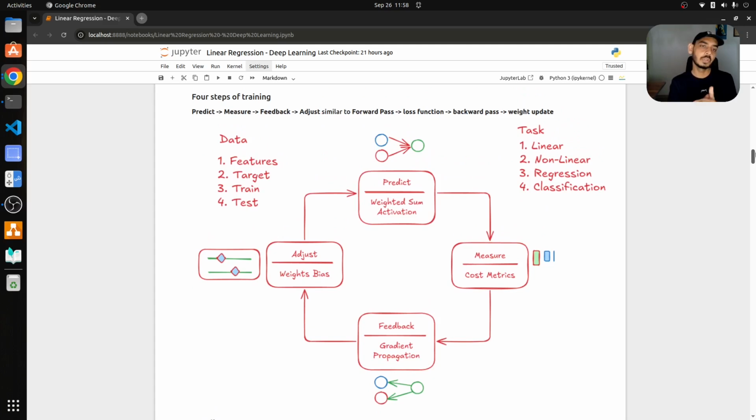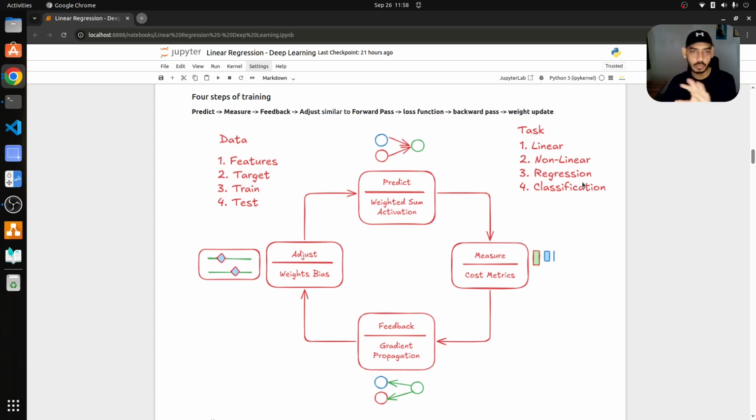And in the previous video, we were discussing the 4 steps of training, where we had the predict phase, then the measure phase, then feedback, and then adjustment. Now we have already talked about data and task, where distance is the feature, target is our price, the training data set has 8 data points, and the test data set has 2 data points. Since the target is a continuous number, we term the task as regression.